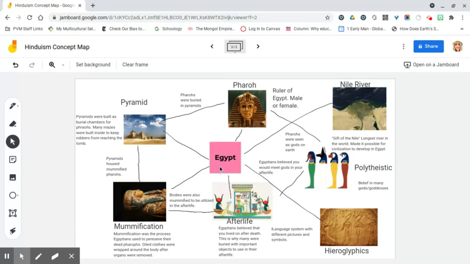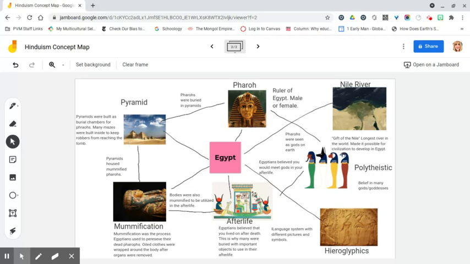Then I'm going to put an arrow here and write the word pyramid. I'm going to describe what that pyramid is. They are built as burial chambers for pharaohs. Many mazes were built inside to keep robbers from reaching the tomb. Okay, so there's my word, definition, and description. And then I use Google image search right here to find that picture.